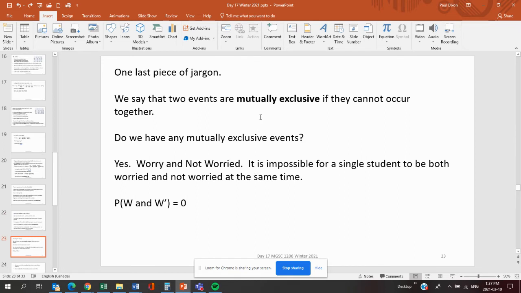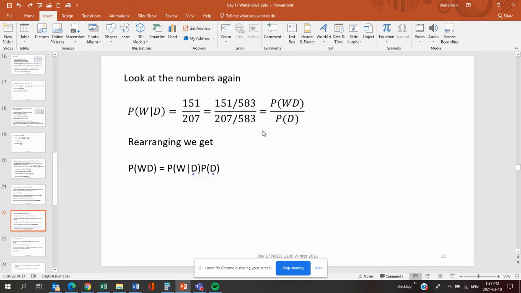The other piece of jargon that gets students confused with this, and I can admit that when I first did probability, in the first exam I had involving probability, I blew the exam. And part of it had to do with some of the jargon being used, this idea of independent, and this other word, mutually exclusive. Mutually exclusive means they cannot occur together. So you can't be worried and depressed at the same time.